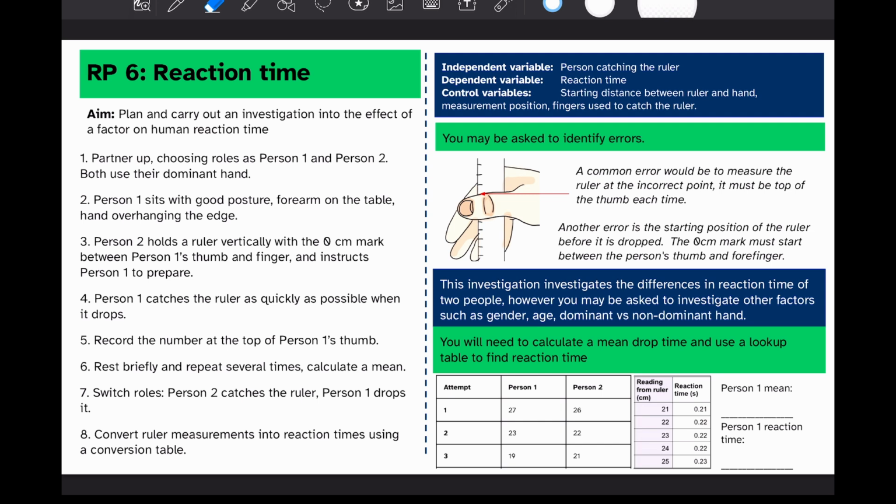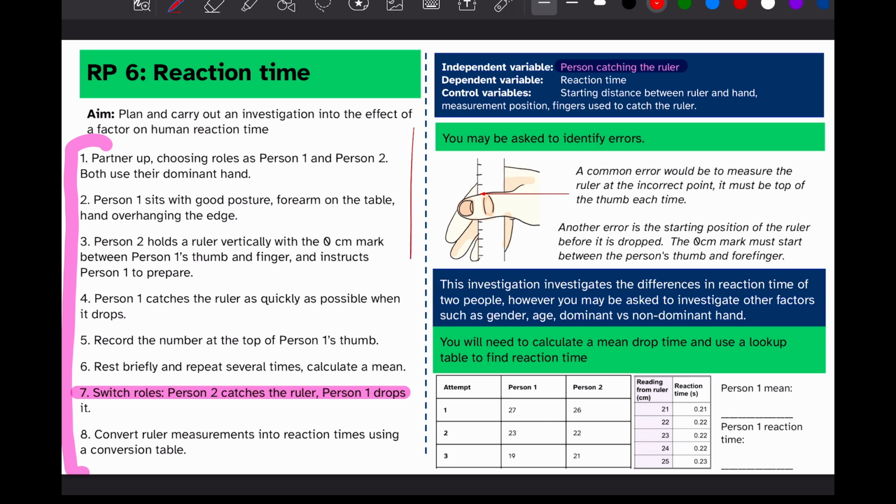For the method I've given you here, which you can read in your own time if you want to pause the video, is for a person catching the ruler. So the only thing we're changing is we're having a different person catching the ruler. And we change it on step 7. So all of these steps, step 1 to 6, would be exactly the same. And then you just change the person.